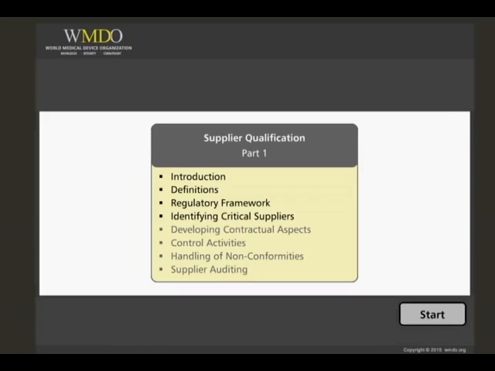Welcome to this course on Supplier Qualification. In this first part, we will cover definitions, the applicable regulatory framework, and strategies for identifying suppliers.